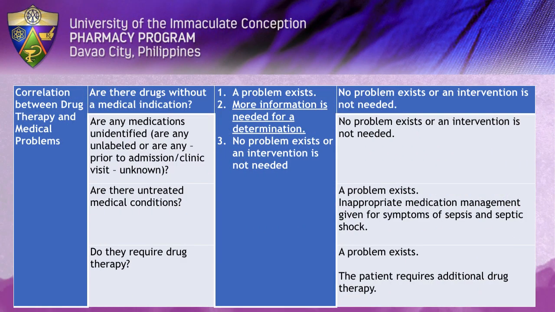Correlation between drug therapy and medical problems. Are there drugs without a medical indication? No problem exists. Are any medications unidentified, unlabeled, or unknown? No problem exists. Are there untreated medical conditions? A problem exists. Inappropriate medication management given for symptoms of sepsis and septic shock. Do they require drug therapy? A problem exists. The patient requires additional drug therapy.